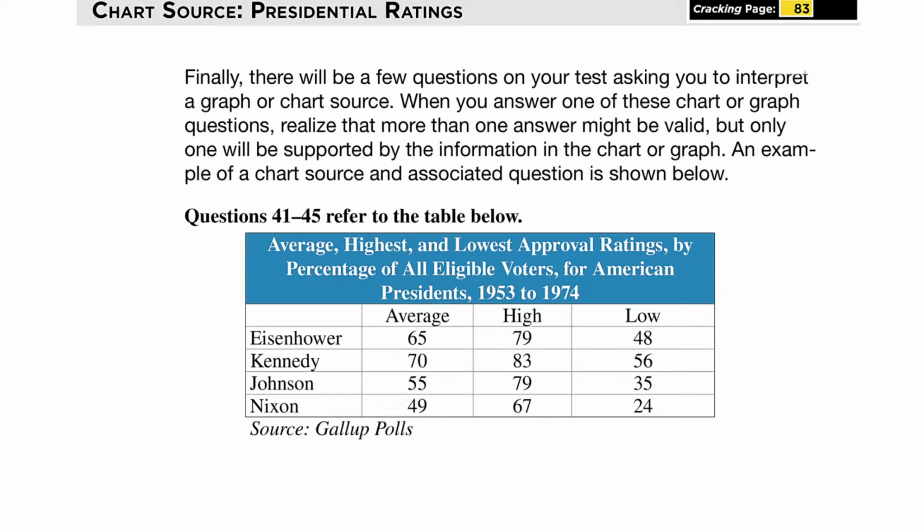Now, you will definitely have charts and graphs on your test. As a matter of fact, you can even have charts and graphs show up attached to some of the essay prompts. And you definitely have charts and graphs that show up in the DBQ. So the College Board likes charts and graphs.